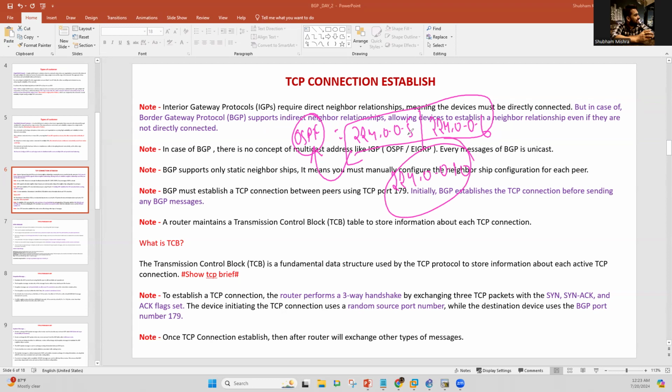Basically, your IGP protocols like OSPF and EIGRP use multicast to exchange the packets. Getting my point? But in case of BGP, every message of BGP is unicast. Every message of BGP is unicast. Everyone understand? Okay.